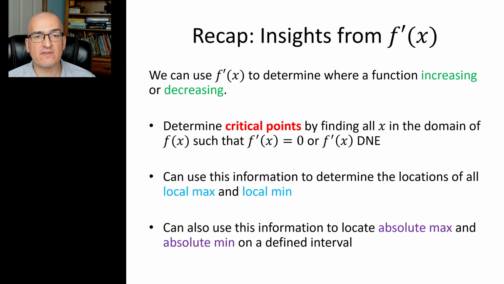We do that by taking the first derivative and setting it equal to 0 and solving for x, and also looking at x values where the first derivative is undefined. For critical points, we need to make sure that those are in the domain of the function. You have to be able to plug the x value back into f of x in order to get a y value. If you can't do that, then it can't be the location of a local max or a local min. And the other thing we did with the first derivative was we used it to help us locate the positions of absolute max and absolute min, also called global max and global min.